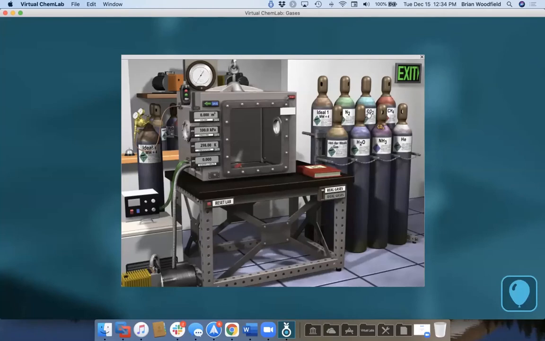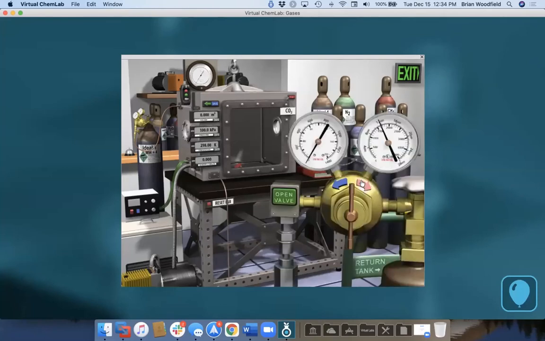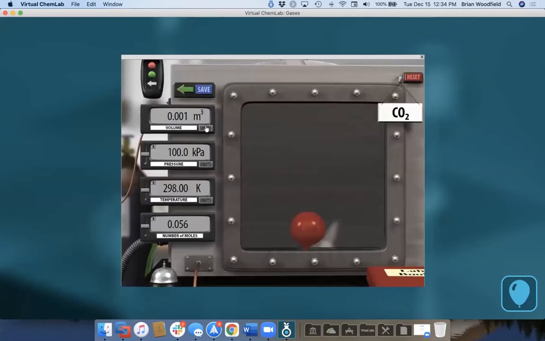Real gases, so here's carbon dioxide. Open up the regulator and add some gas. Zoom in. You can change units. Stay in kilopascals, go to atmospheres, increase the pressure, or you can go down here and decrease the pressure. So you can collect this data, save it, and if you get it too big, it pops.